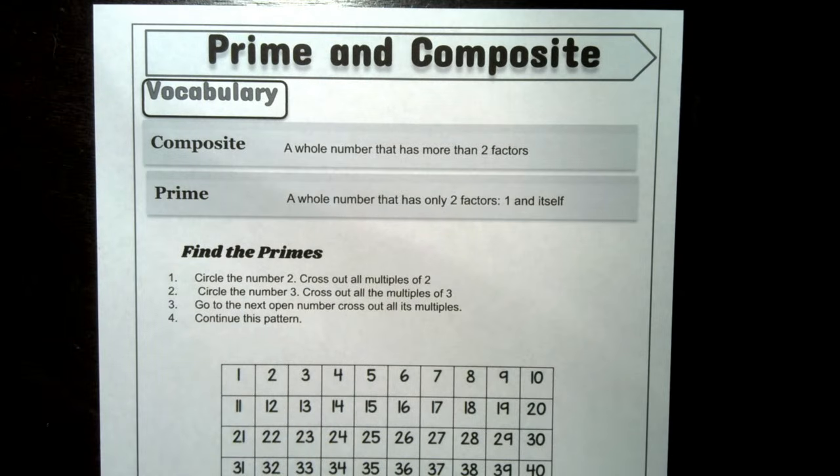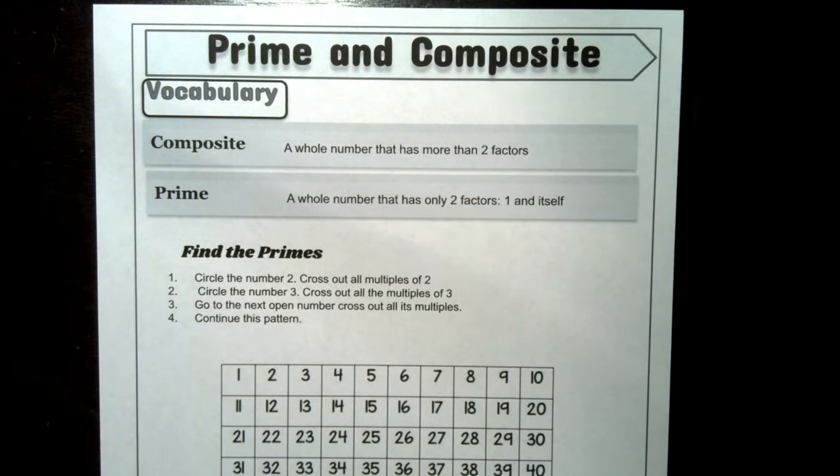These are notes on prime and composite. First, we're going to go over our vocabulary. A composite number is a whole number that has two or more factors. A prime number is a whole number that only has two factors, 1 and itself.